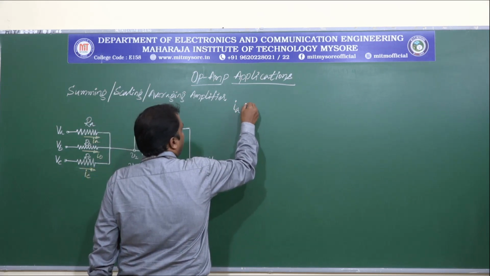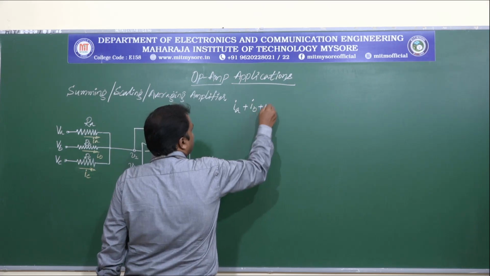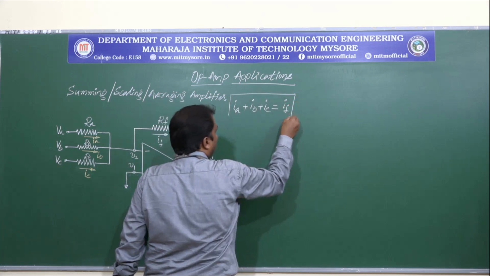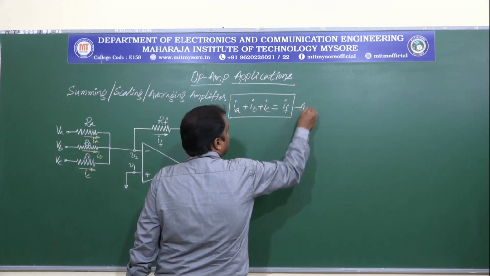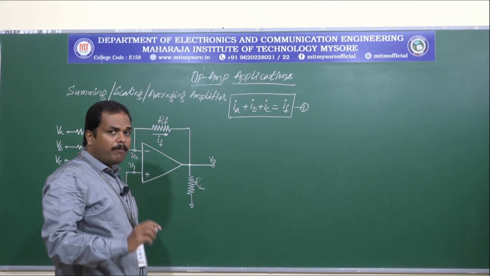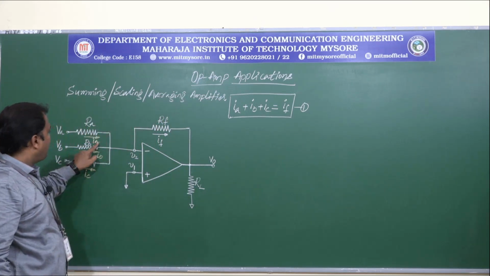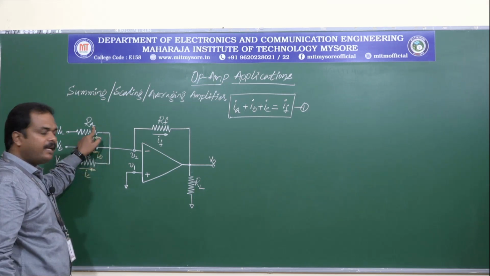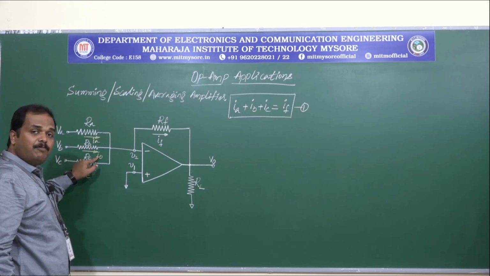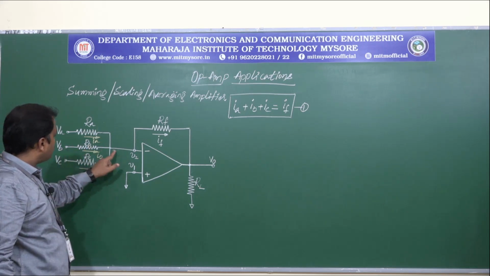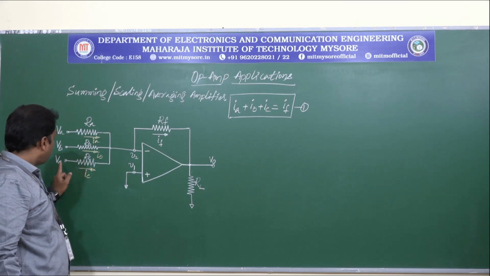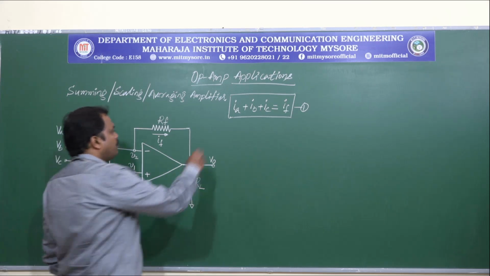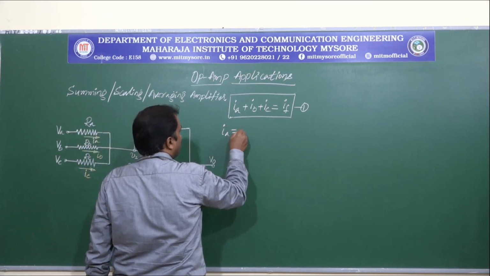So let us say IA plus IB plus IC is equal to IF, and let us call this equation 1. Now by using Ohm's law, we can say IA is equal to VA minus V2 divided by RA, IB is equal to VB minus V2 divided by RB, and IC is equal to VC minus V2 divided by RC.